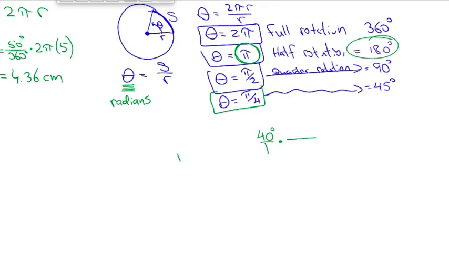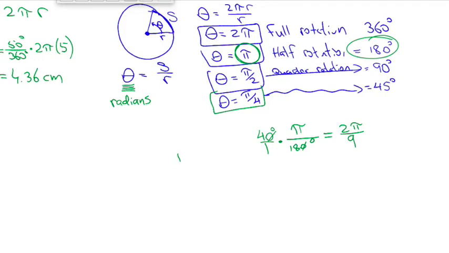So what you do is make sure your degrees end up in the bottom and your radians end up in the top so that your degrees will cancel. So 40 degrees as a radian would be 2 pi over 9. I always try to keep the pi involved when I'm talking about radians. It's another indication that you're in radians rather than degrees.